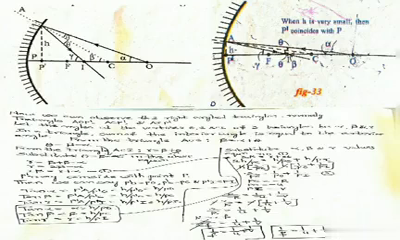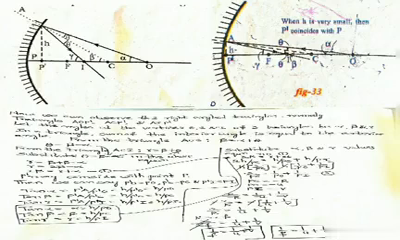Remember this equation. By this equation only we will get the relationship between object distance, image distance and focal length. So remember this equation: 2 beta is equal to alpha plus gamma. Next, what happens when height h becomes very small? Observe the second figure. If the height h becomes small, then what happens?